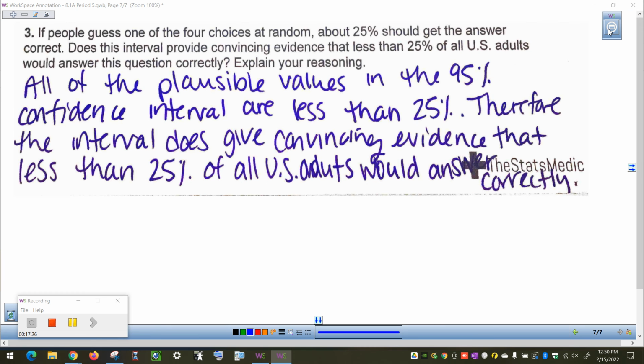All right, so let's talk about making this decision here in number 3. So we know that our confidence interval is containing all of the plausible values. All of our plausible values are less than 25%. So when we take a look at the numbers they gave us, on the higher end, it's 22.5% of people. So everything is less than 25%. So therefore, that interval does give convincing evidence that it's actually less than 25% of U.S. adults that are going to answer that question correctly.